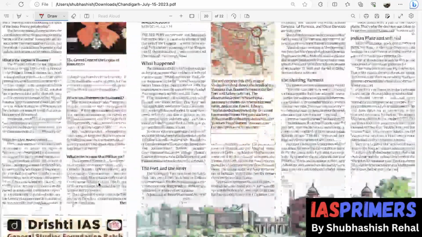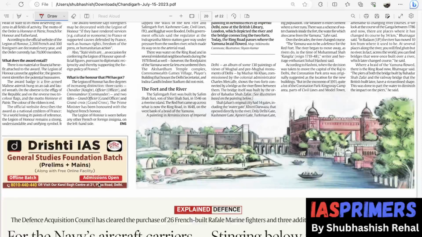Next, we have the explained section. I'm not doing this. You can just look. We can just stop at this image over here. This is the image of the Mughal times, when the Jamuna River used to flow. The British had filled this up. Now again, the water is flowing through the same region.